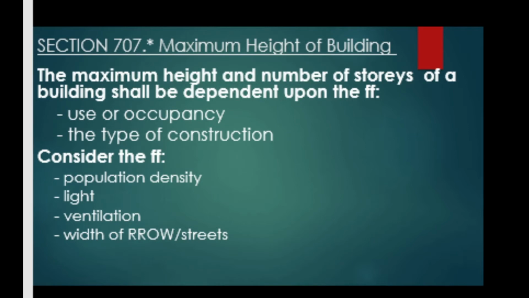To continue our report, we have here the maximum height of building, which is according to our NBCP, Section 707. The maximum height and number of stories of a building shall be dependent upon the following. First is use or occupancy, or what the building or structure is intended for, type of construction, whether residential, institutional, commercial, and so on. We also need to consider the following: population density, light, ventilation, width of right of way of roadways or streets.